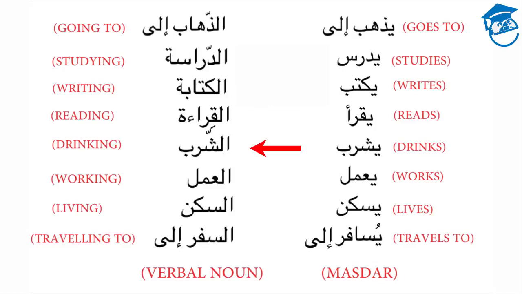Yashrabu, he drinks. The verbal noun, asharab, drinking. Ya'malu, he works. The verbal noun, or the masdar, al-amal, working. Yaskunu, he lives. The verbal noun, or masdar, as-sakin. Yusafiru ila, he travels to. The verbal noun, as-safar ila, traveling to.